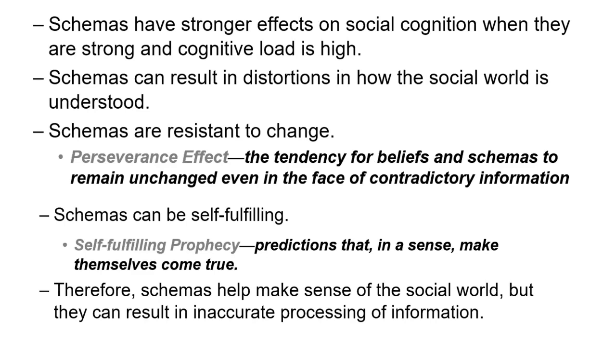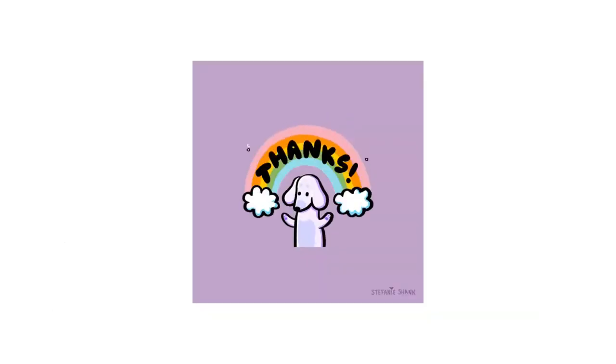There is the perseverance effect, basically the tendency for beliefs and schemas to remain unchanged even in the face of contradictory information. Schemas can be self-fulfilling. Self-fulfilling prophecy means predictions that, in a sense, make themselves come true. Therefore, schemas help make sense of the social world, but they can result in inaccurate processing of information.